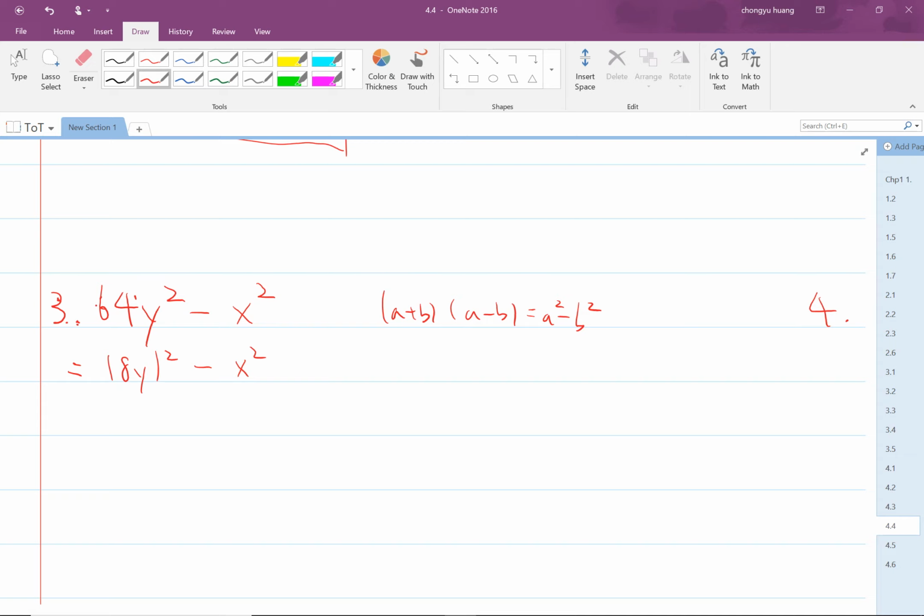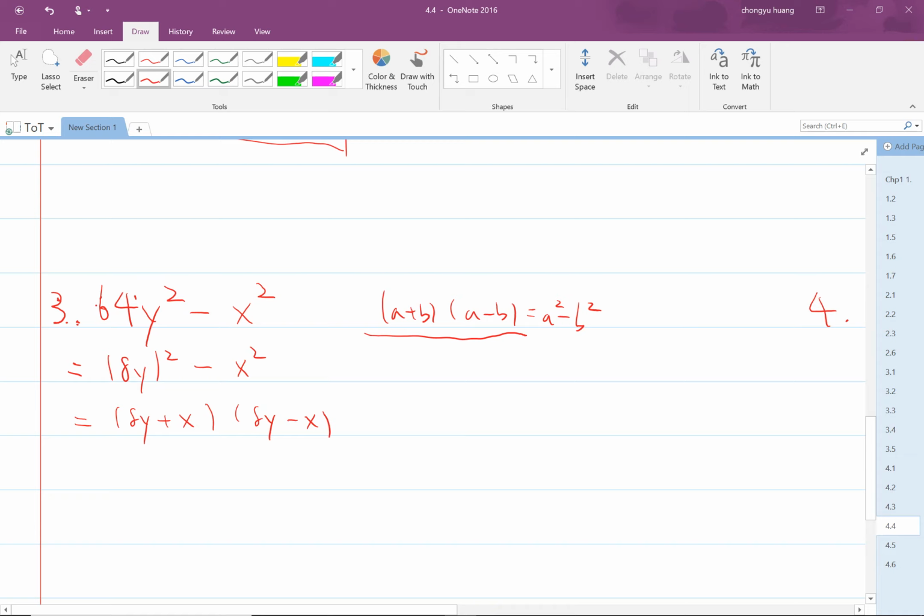Now we're just going to apply the property, so we write down 8y plus x and then 8y minus x, right?